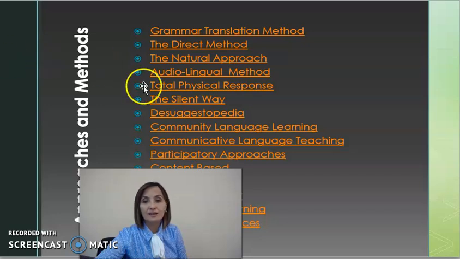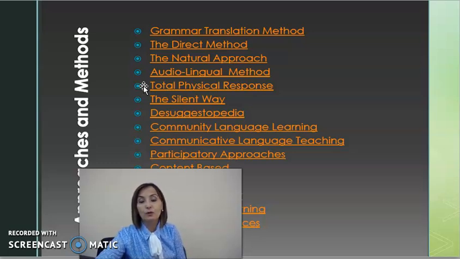So the first method is grammar translation method. The next one is the direct method. And the next one is the natural approach. Audiolingual method. Total physical response, that's TPR. The silent way. The suggestopedia. Community language learning. Communicative language teaching. Participatory approaches. Content-based approach. Task-based. Learning strategies and cooperative learning and multiple intelligence.